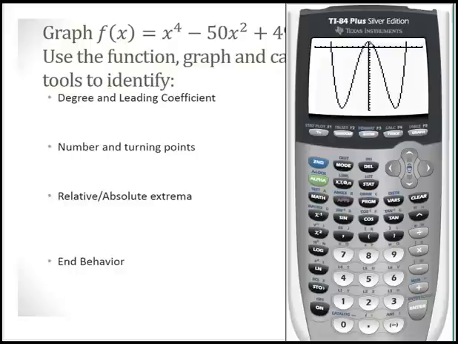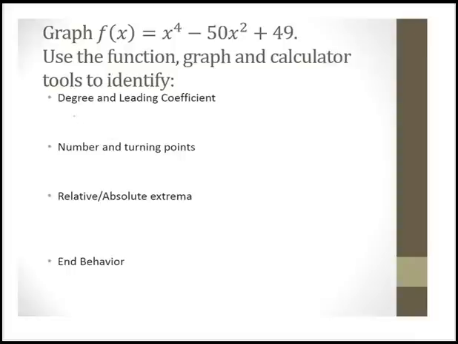And as I move from left to right, the function appears to decrease, turning point, increase, turning point, decrease, turning point, increase. So from what I can see, the degree is 4, right? The degree is 4. The leading coefficient is 1. The number of turning points, as shown in the graph, is 3 turning points.